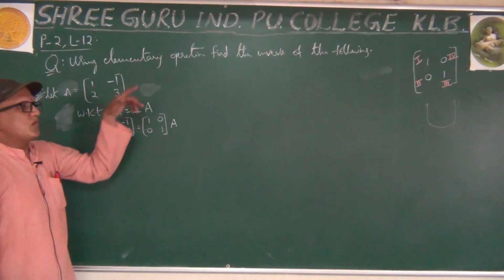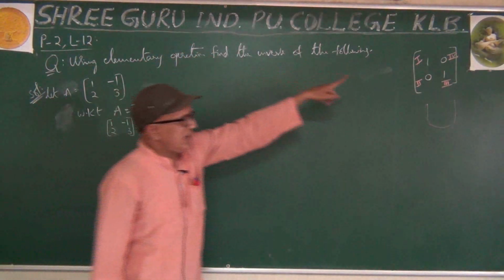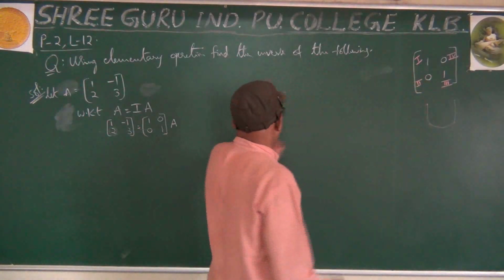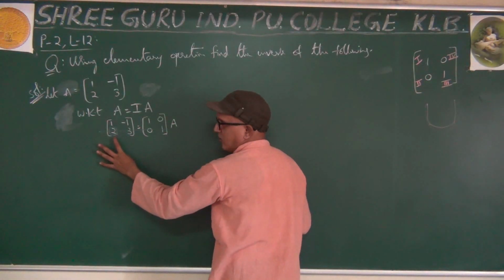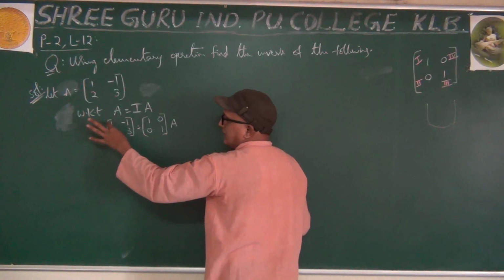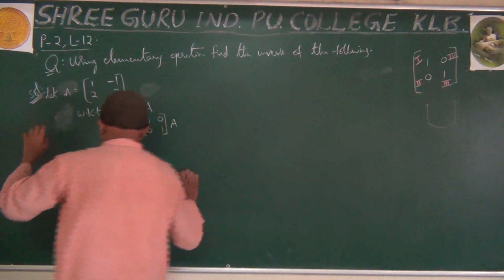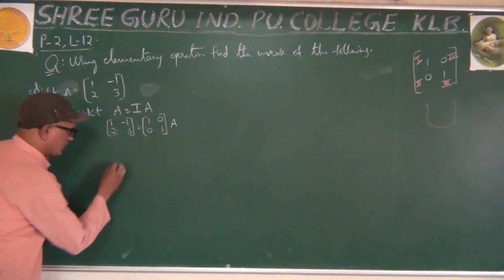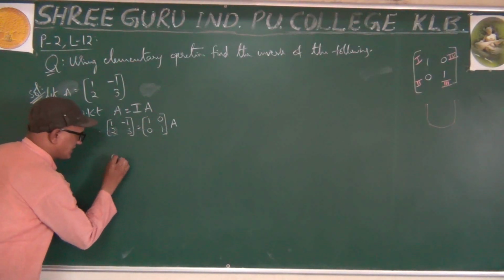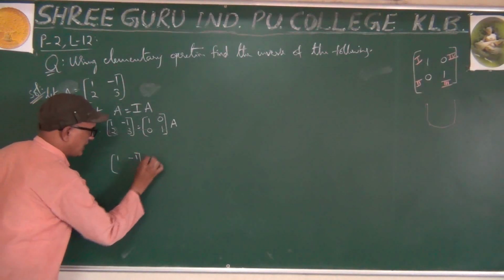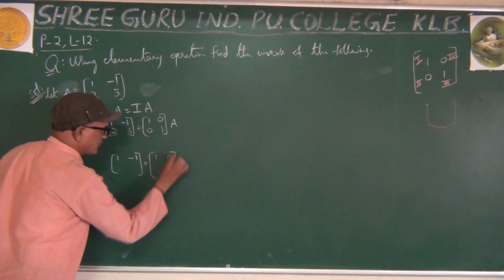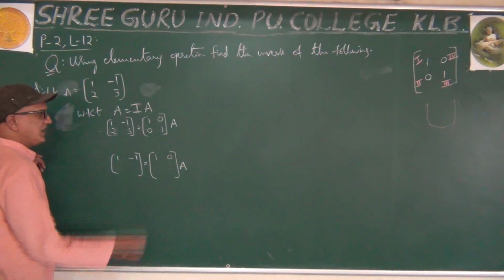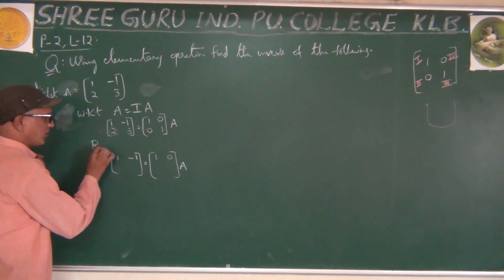So whatever change we want, that is happening in the second row. Nothing happened to the first row. We are not changing anything in the first row. So keep the first row as it is. We are changing the second row.